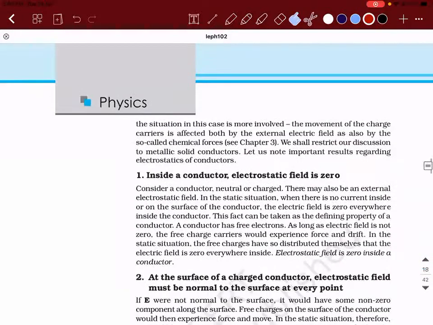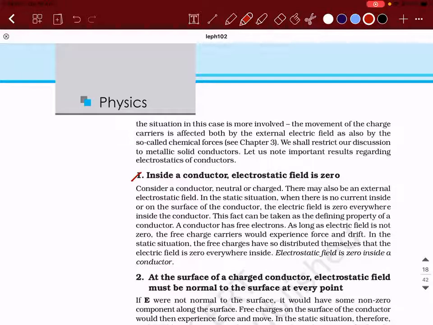The first one is, inside a conductor, electrostatic field is 0. If you take a conductor, inside, the electrostatic field is said to be 0. Please write down this point. This is a very, very important point. Inside a conductor, electrostatic field is 0.